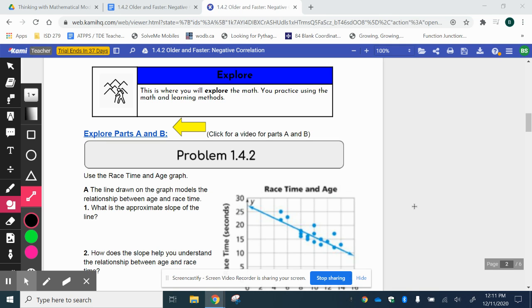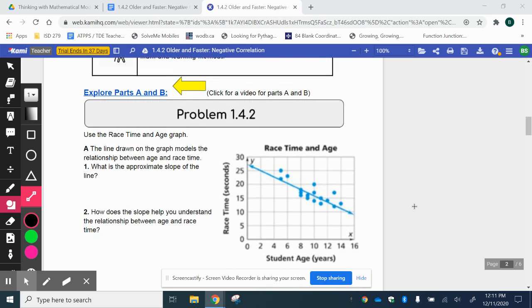This video is going to cover both parts A and B in the Explore section. So problem 1.4.2, use the race time and age graph. This is the same graph that we had above. A, the line drawn on the graph models the relationship between age and race time. Number 1, what is the approximate slope of the line?